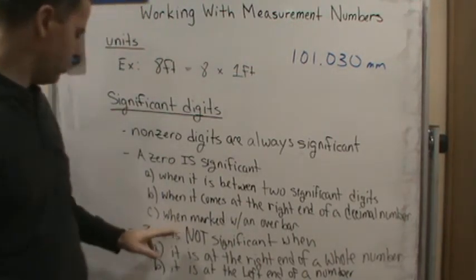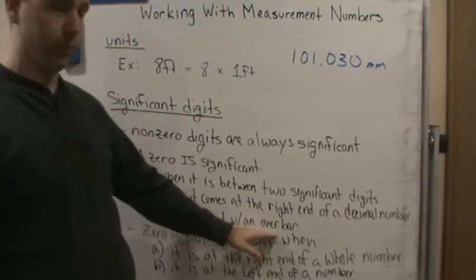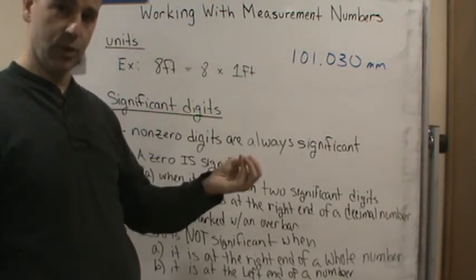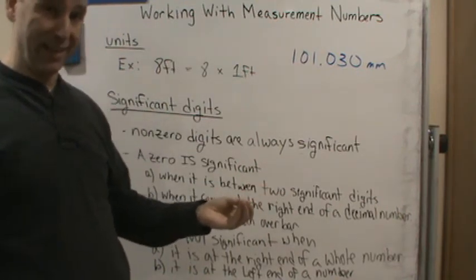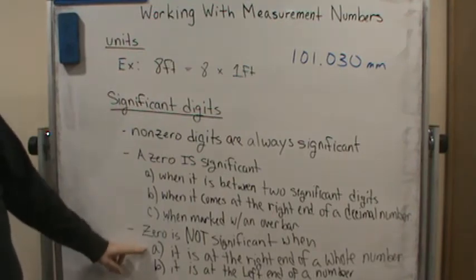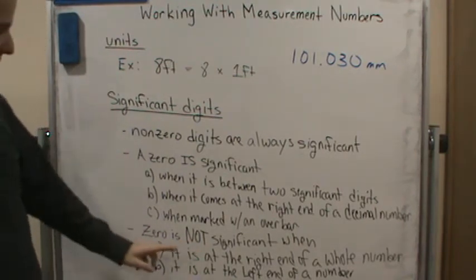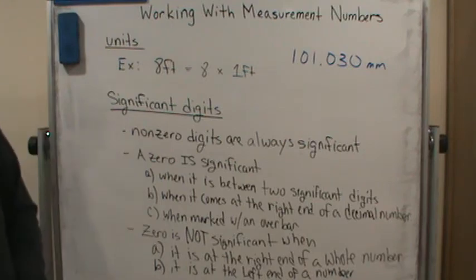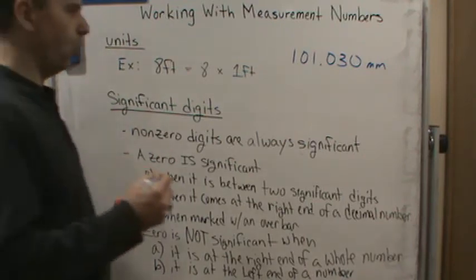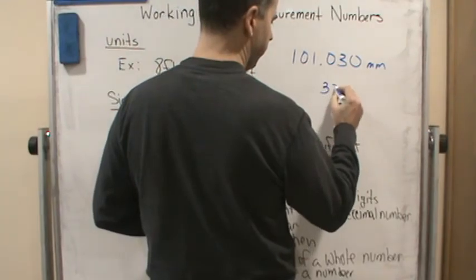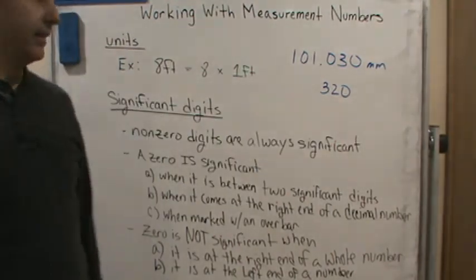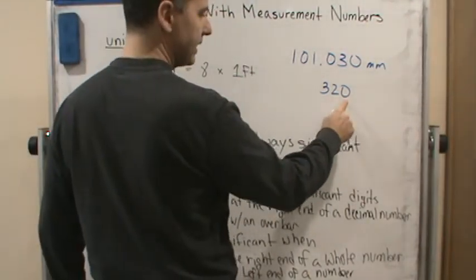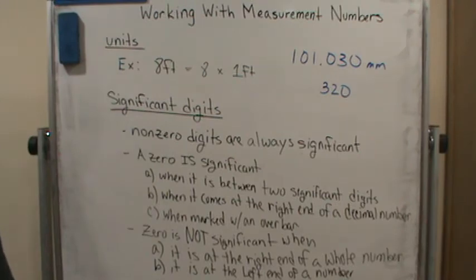Now also, a zero is significant if it's marked with an overbar. If it has an overbar in it, then you know it's being counted as a significant digit, okay? Now, a zero is not significant when it is at the right end of a whole number. So if I have a whole number, let's say 32 or 320, and that's my measurement, this zero is not significant because it comes at the right end of a whole number.